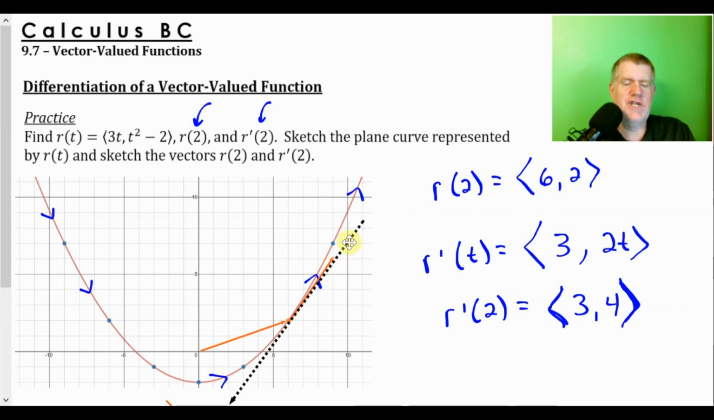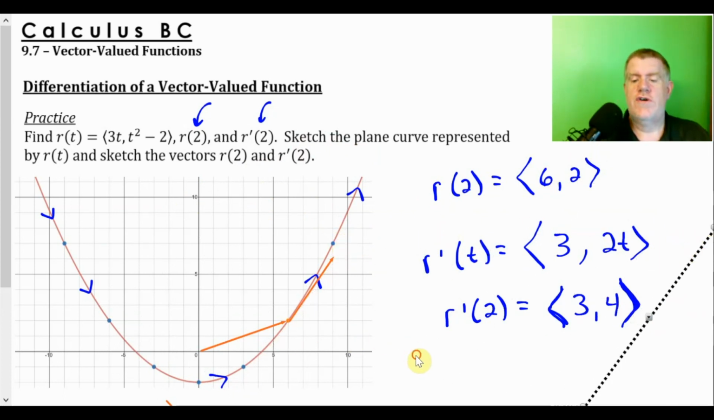So this particular vector, the vector 3, 4, is tangent to the vector valued function at the vector of 6, 2. All right, let me get that out of the way because that vector can be moved anywhere. But this vector is tangent right there at 6, 2. That's what the derivatives of vector valued functions can tell you. All right, that makes sense? All right, let's see.